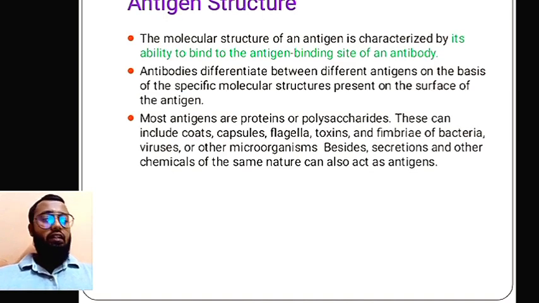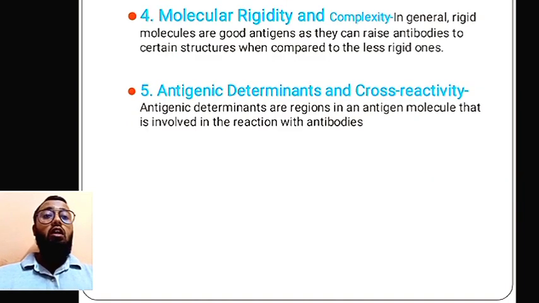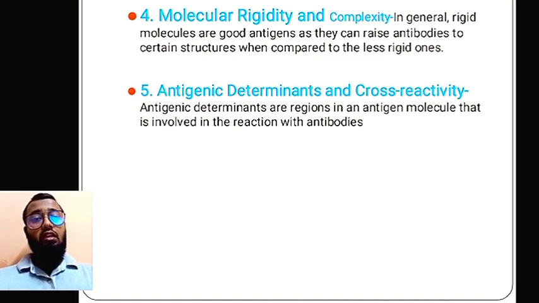Let's see the antigen structure. Now, the fifth point is the antigen determinant and cross reactivity. The antigen determinants are the regions in the antigen molecule that are involved in the reaction with antibodies. And usually an antigen with two or more antigenic determinants can induce a good response. And a good response means the production of a high amount of antibodies.